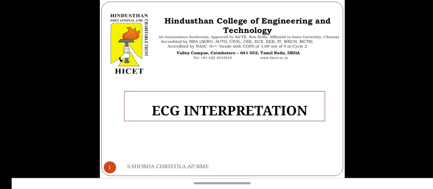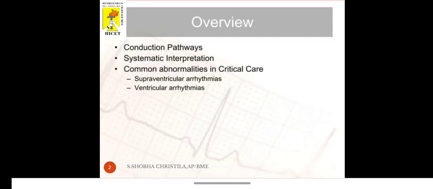Today's topic is ECG interpretation. So this is the overview of our presentation. First we will see about conduction pathways, then we will see about systemic interpretation, then we will see about the common abnormalities in critical care, which includes supraventricular arrhythmias and ventricular arrhythmias.